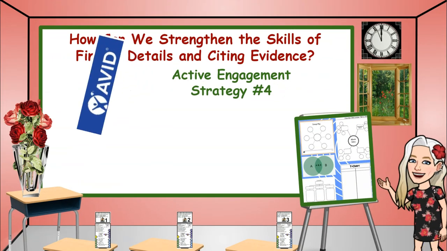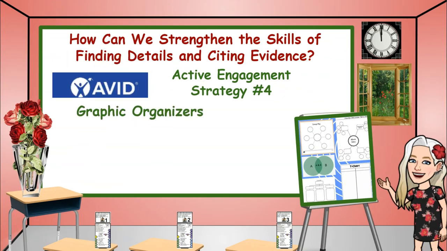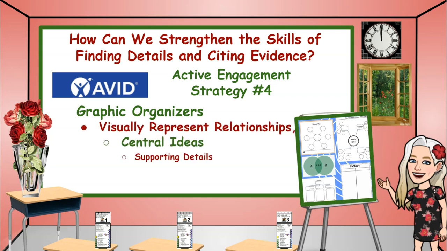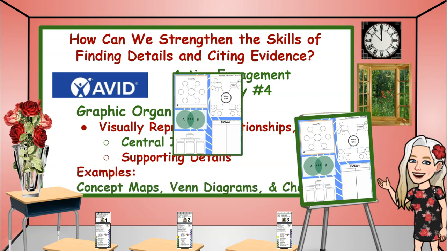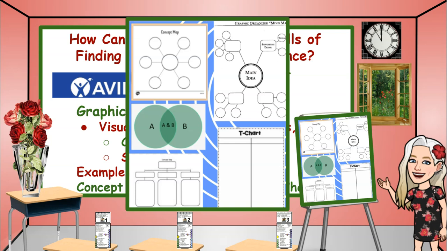The fourth AVID active engagement strategy is using graphic organizers. AVID often utilizes graphic organizers to visually represent the relationships between central ideas and supporting details. Examples include concept maps, Venn diagrams, and charts that help students organize their information.